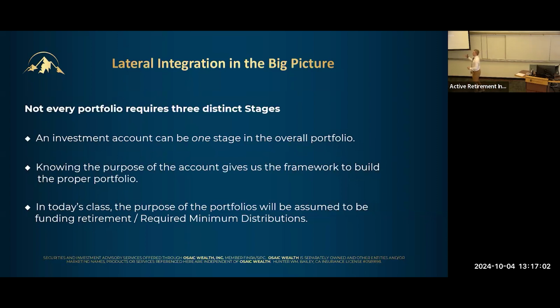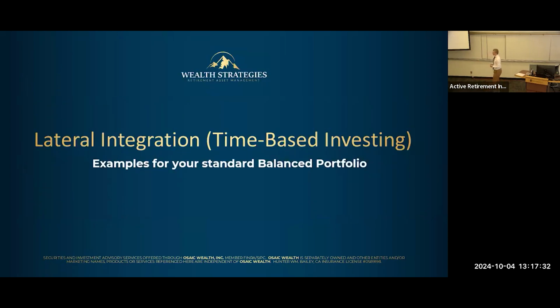So in today's class, we're going to assume that the purpose of the portfolios is going to be funding retirement, required minimum distributions, and that sort of a thing, because it's just kind of the easiest thing to wrap your head around. And it's the most common situation that we see. Super common for there to be maybe a 401k got rolled over to an IRA, and now we're at the point where we need to take required minimum distributions, or we're just funding our lifestyle because we have no other income. So that's kind of the situation that we're going to assume that we're in this whole time, and that's what we're going to work with.